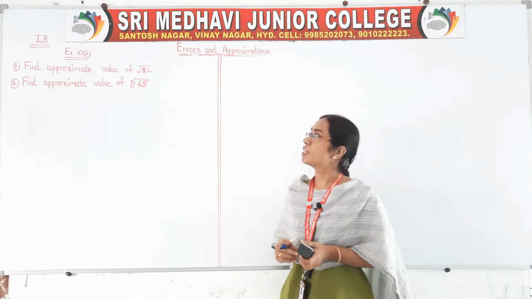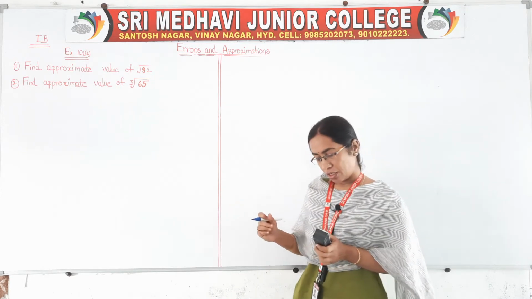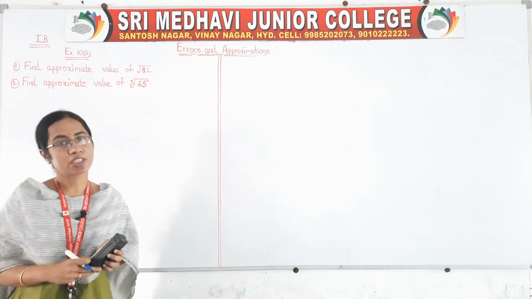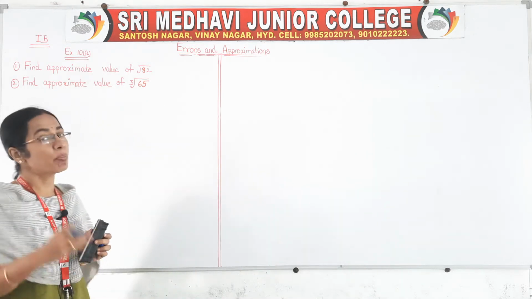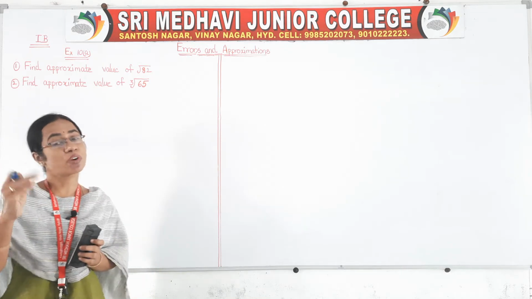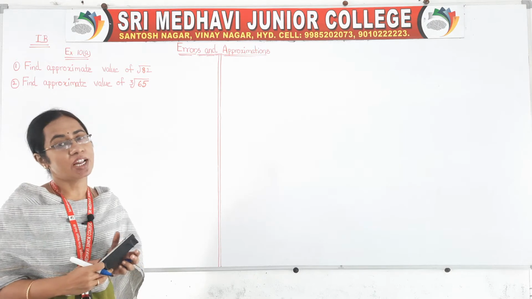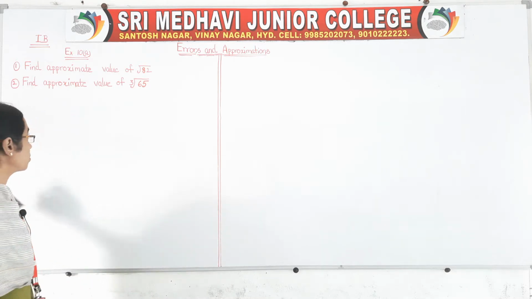So we are solving exercise 10a. In the previous class we solved delta y and dy values, right? Now we will solve some approximate values of some square roots, cube roots. So how will we find the approximate values of square roots and cube roots?